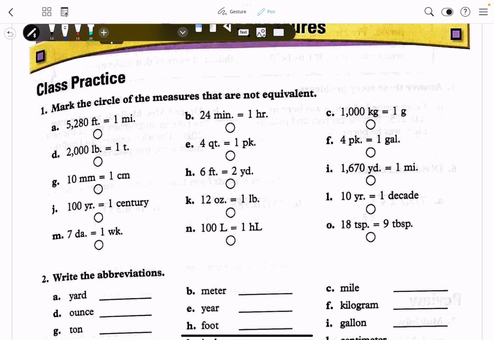Okay, so for example, part A, 5,280 feet equals 1 mile. That is true, so we're going to leave it blank. But part B, 24 minutes equals 1 hour. That's not true because 60 minutes equals an hour. So we're going to bubble that one in. Okay? So pause and do C through O by yourself and bubble in the ones that are not true. And then come back and I'll go over the answers with you.